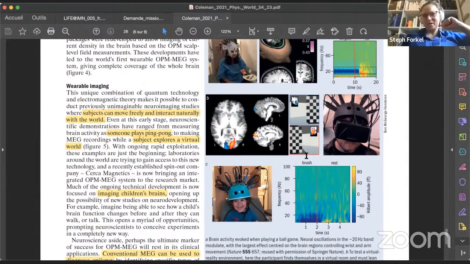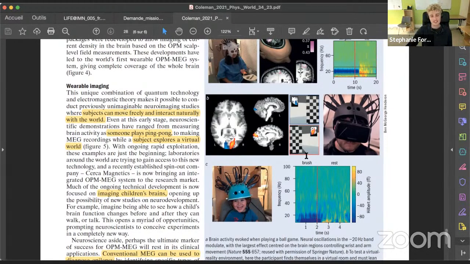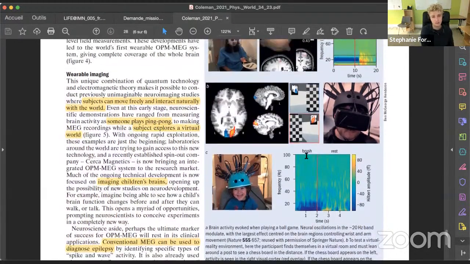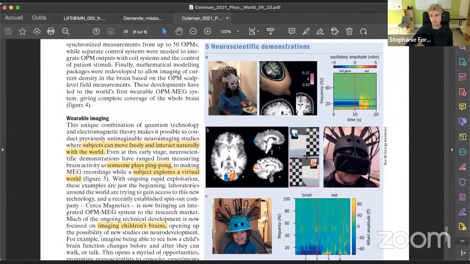Sure, but try playing ping pong without moving your head. Yeah, it's true that's a challenge. Here the playing ping pong is basically just playing with a ball on the ping pong racket and doing stuff like that. It's not like playing a match of ping pong. That, to be fair, yeah, it's different.